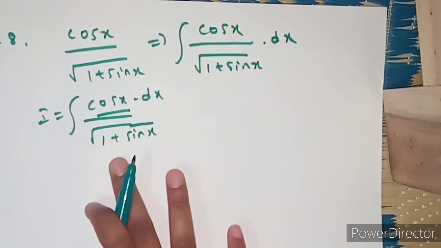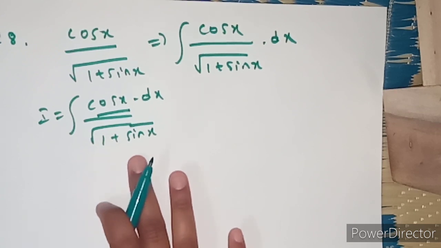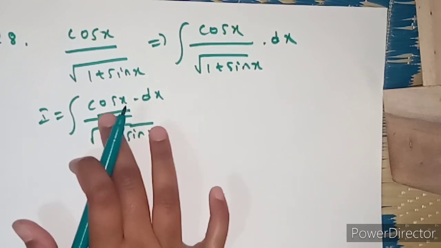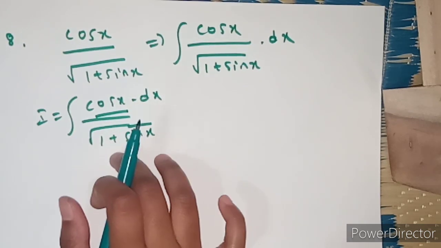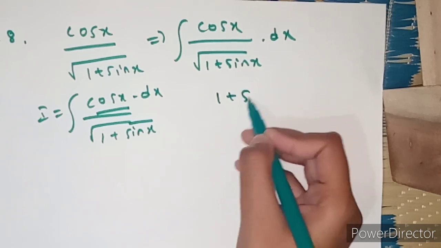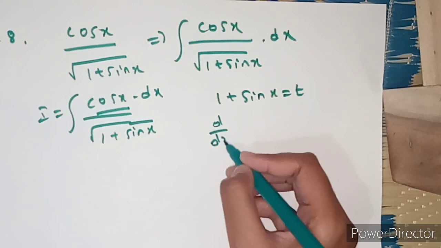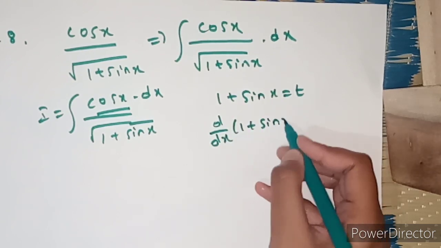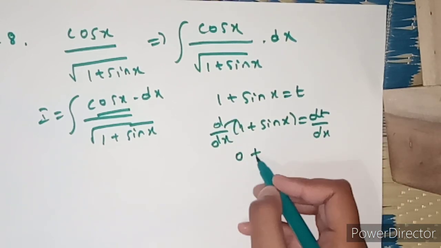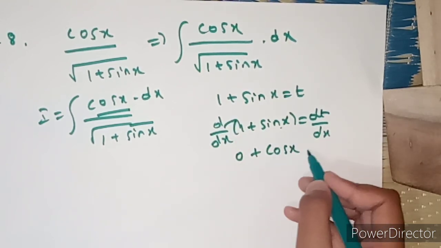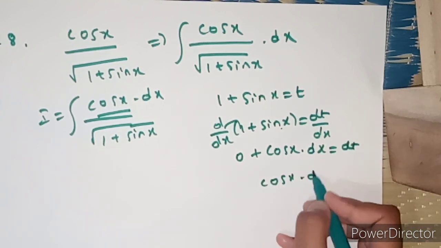If I take 1 plus sin x as t, the derivative of 1 is 0 and the derivative of sin is cos. So here we have cos, so that we can solve this integral very easily. So I am taking this function as t, okay? 1 plus sin x is equal to t. Take the derivative, d by dx of 1 plus sin x is equal to dt upon dx. The derivative of 1 is 0 and the derivative of sin x is cos x. Shift this dx to the left hand side. So cos x into dx is dt, right?